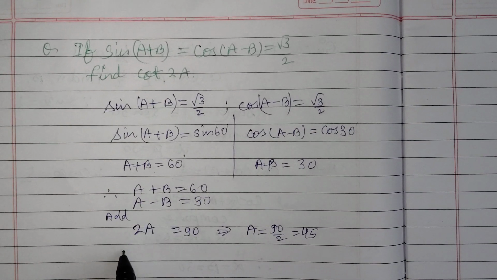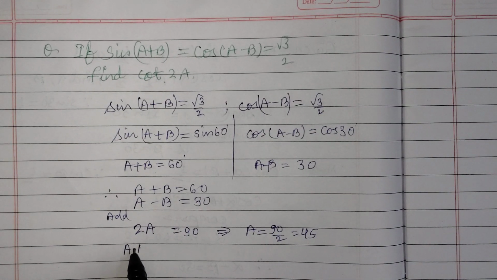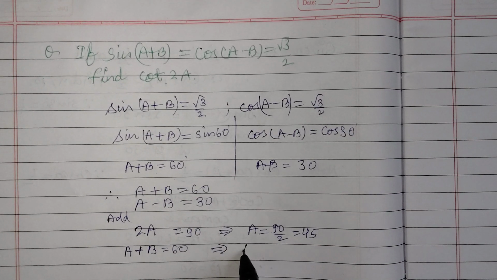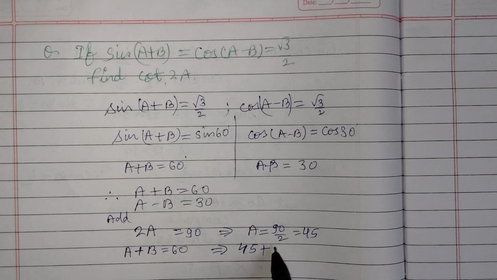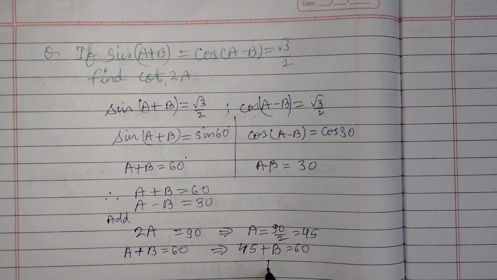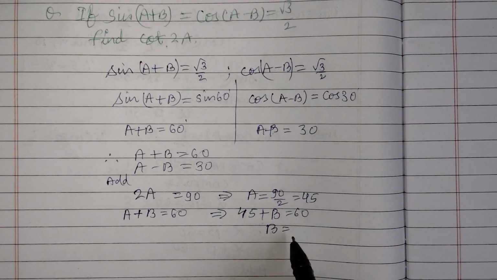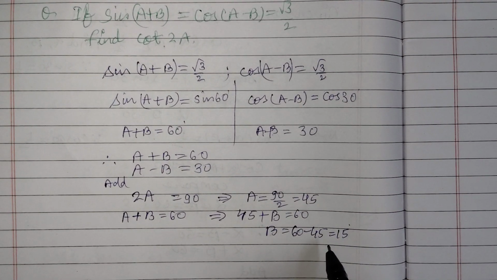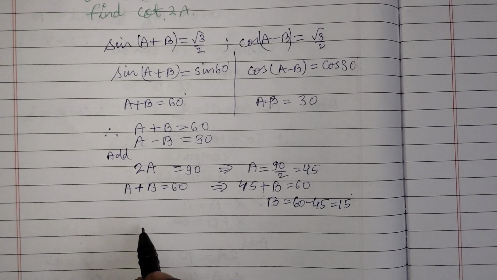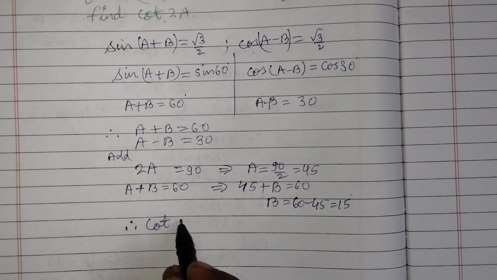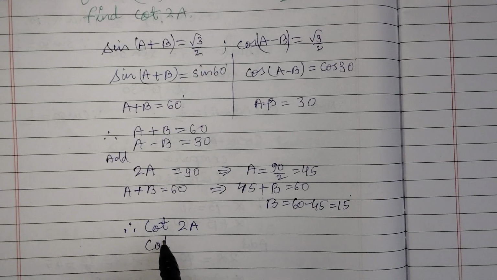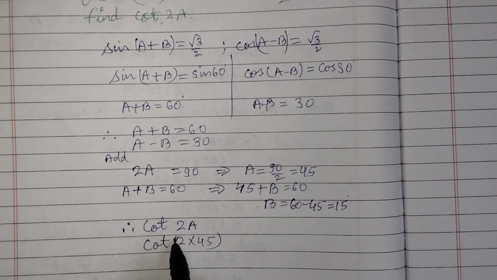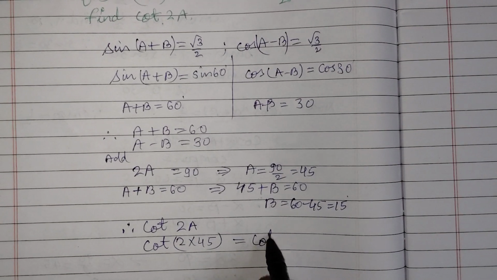After getting a, the first equation says a plus b equal to 60 degrees. So with a equal to 45, we can say 45 plus b equal to 60 degrees. That will give us b equal to 60 minus 45, 15 degrees. After getting a and b, the question is asking to find cot 2a. The value of a we obtained is 45 degrees. So we need 2 into 45, which is 90 degrees.